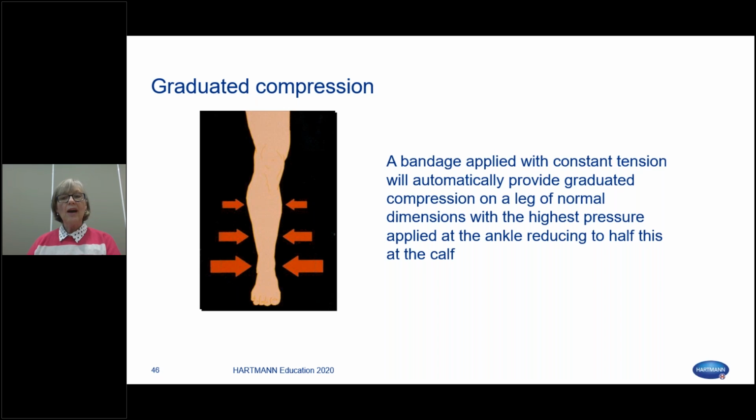As the circumference of our ankle is usually half that of the calf, the pressure applied when a bandage is wrapped around the leg will be twice as much at the ankle than it is at the calf. This forces blood back up the leg through the venous system and back to the heart.